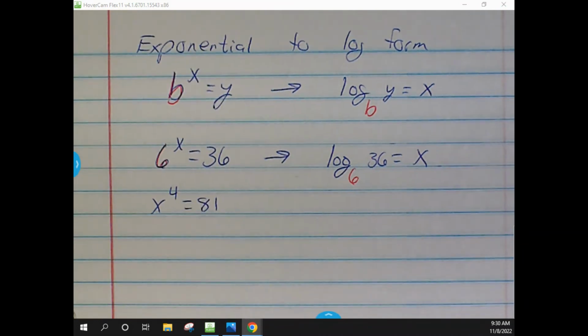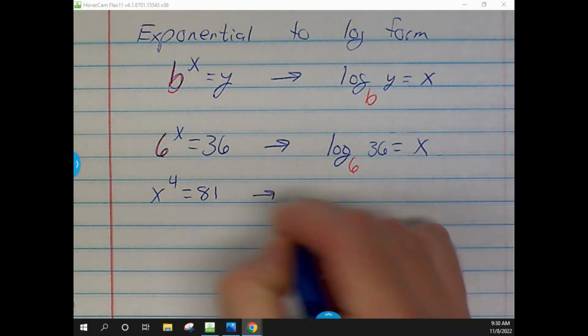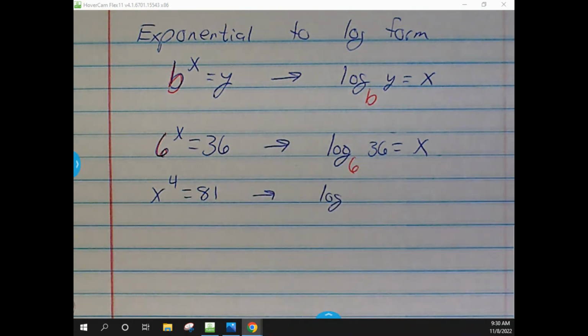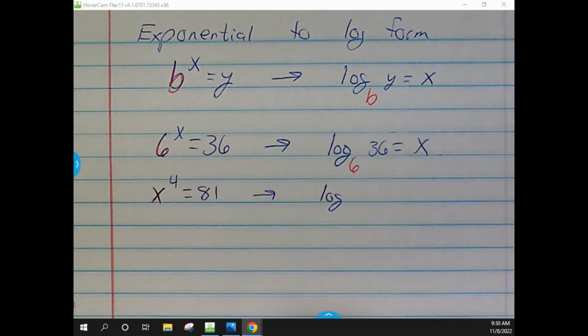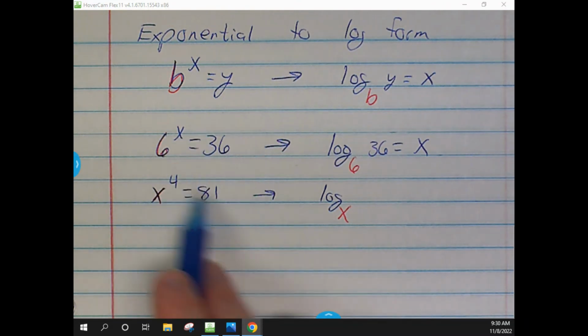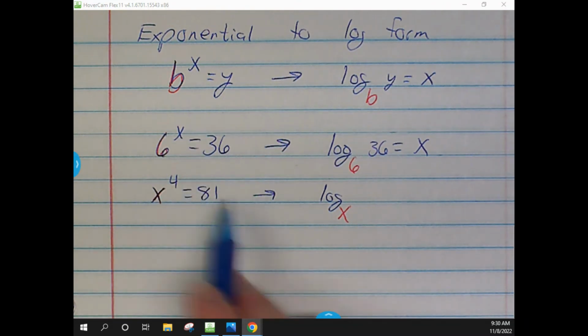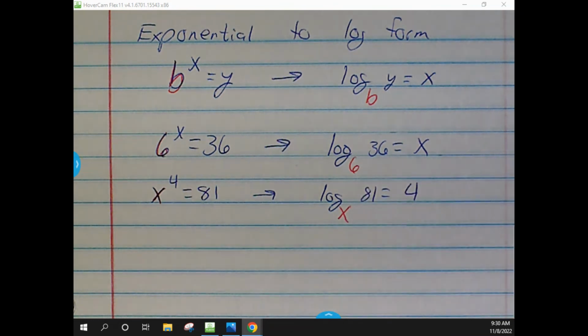So let's say you have x to the 4th equals 81. And again, you rewrite it in log form. Okay, the base is x, right? So the base there will also be x. And then technically these are your x and y values. So for these two numbers here, we're going to switch them. The 81 will go there, and then the 4 goes there.